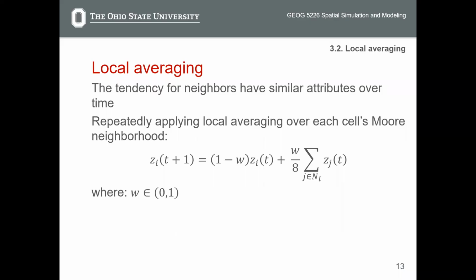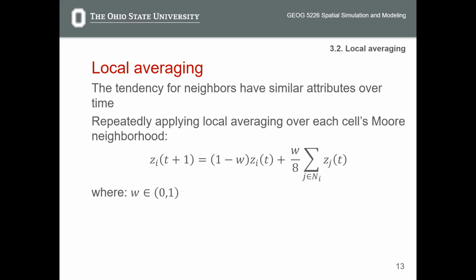Okay, let's start talking about local averaging. It's a very basic method to create aggregation and segregation. It is the tendency for neighbors to have similar attributes over time. That's local averaging. It is called local averaging because it's based on neighbors.